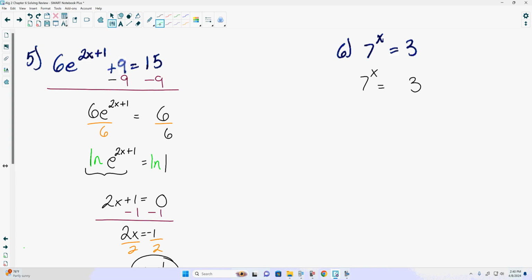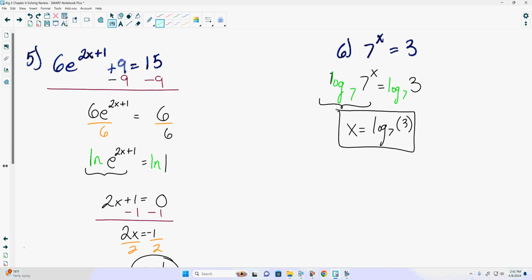Number 6, we have 7 to the x is equal to 3. Our term with the variable in the exponent is already by itself. So we need to get the variable out. And we can do that by applying what? We wouldn't use the natural log. We'd use log base what? 7. We could use natural logs, but it would be a little bit easier to use log base 7. Log base 7 of 7 to the x is what? x. So x is equal to log base 7 of 3. And well, log base 7 of 3 is not a nice number. That's our answer.